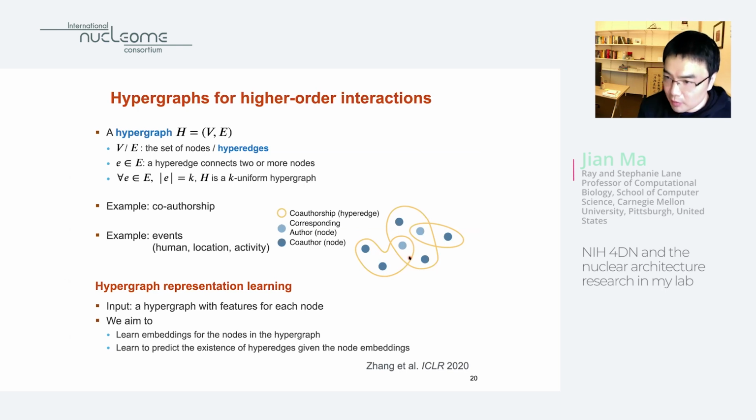And that's exactly what we want to do for single cell Hi-C analysis. This is so-called hypergraph representation learning. Our aim is to learn the embedding of the nodes in the hypergraph and also predict the existence of hyperedges given the node embeddings. This is similar to the analogy I gave you about individual activity on the social network, and then predicting if they're going to form a group chat. The model itself, a generic machine learning model, was published earlier in the machine learning conference ICLR.